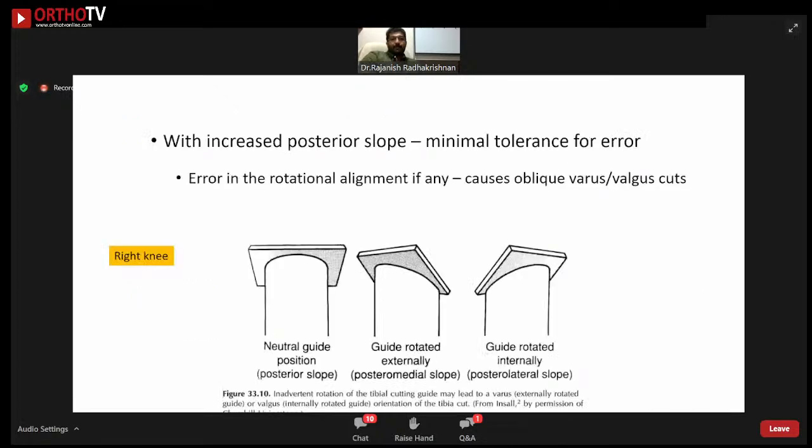When you are determined to give a posterior slope, you should make sure that it is not given at an angle. If you give a posteromedial slope, that knee will go into varus. If you give a posterolateral slope, it may lead to a valgus knee, as you see here.